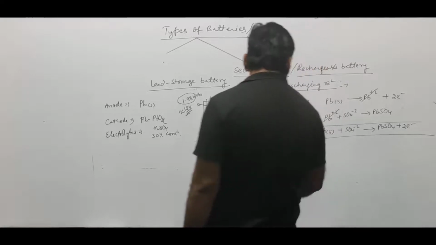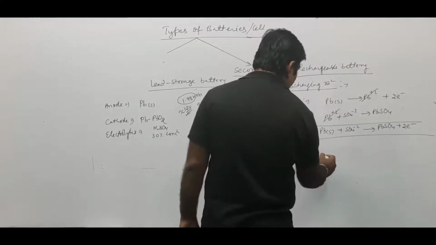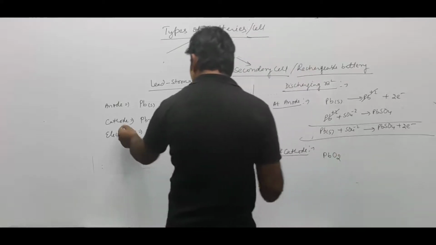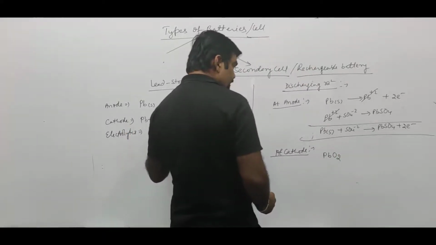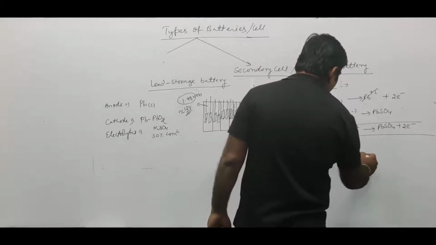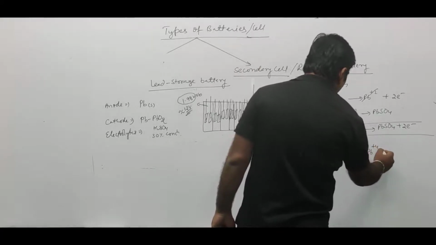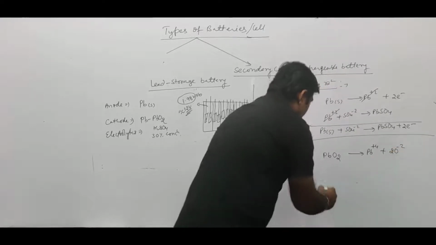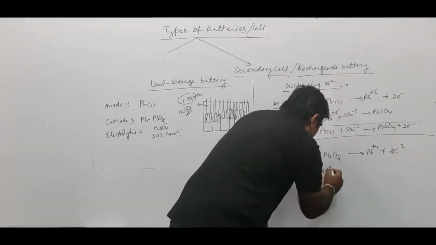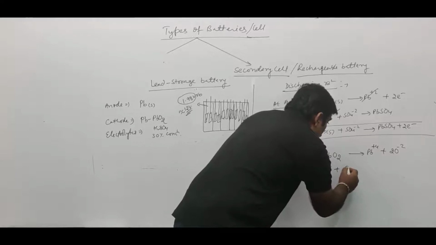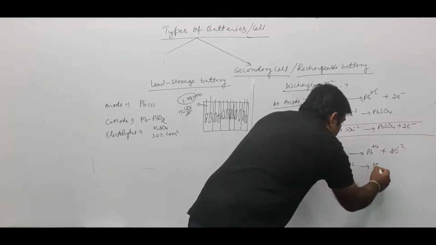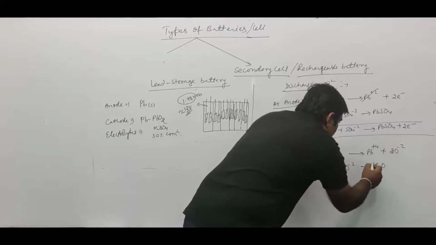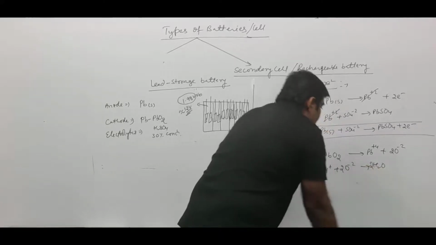At cathode, what will happen? So we have lead PbO2, because lead is coated with lead oxide. So lead oxide will be reduced. PbO2 is converted to Pb4+ plus 2O2-, then H+ with O2- will form H2O. So 4H+ plus 2O2- gives 2H2O.